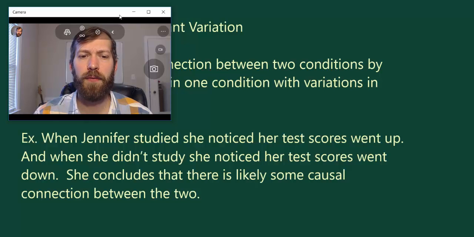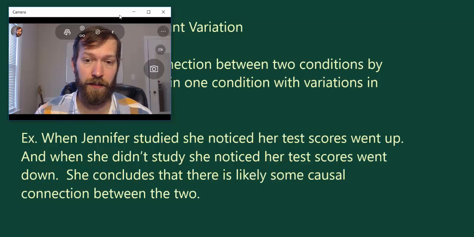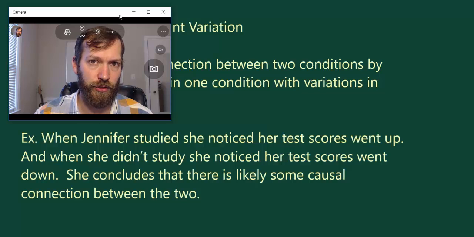But if we mess around then with the condition of studying, so we take an instance in which she doesn't study, and then we notice that her test scores go down, now what we're finding is it looks like there's an effect here. It's not just a correlation, but there's a causal relation. So it's appropriate then to conclude that there's likely a causal connection between the two.